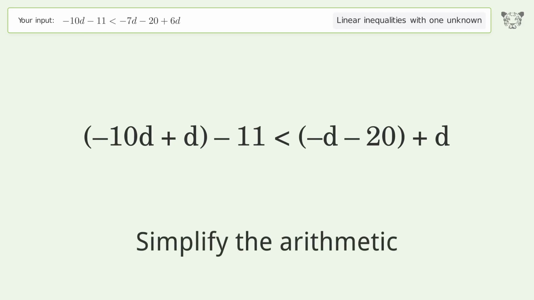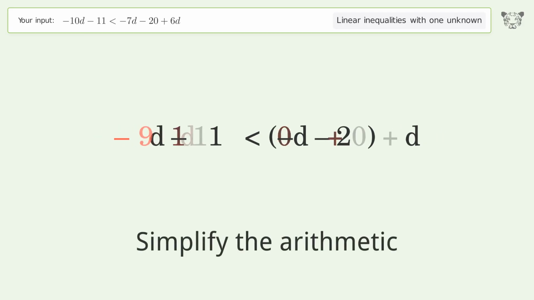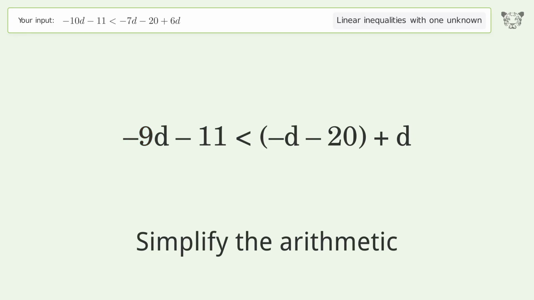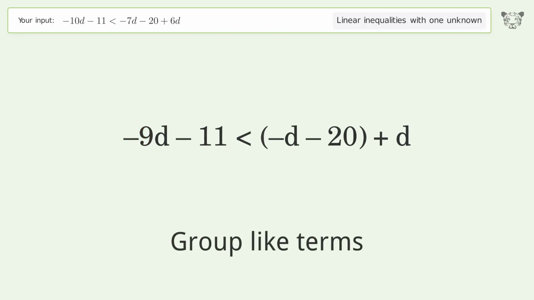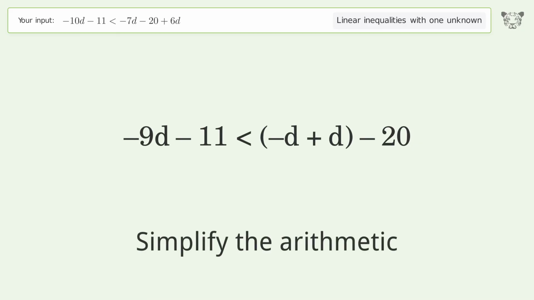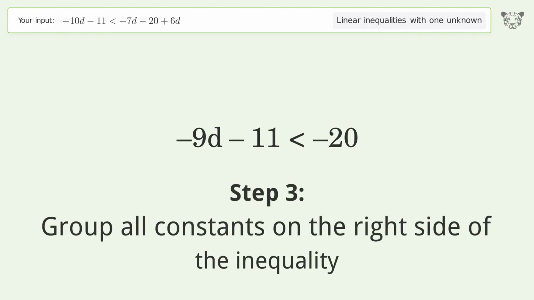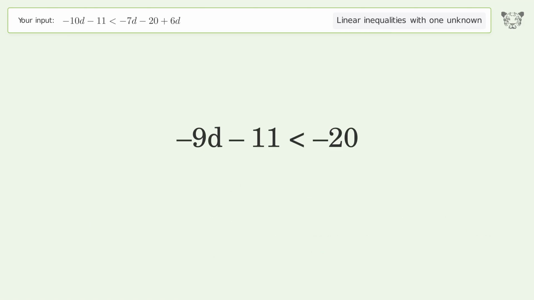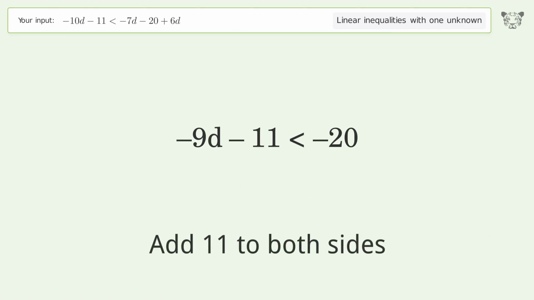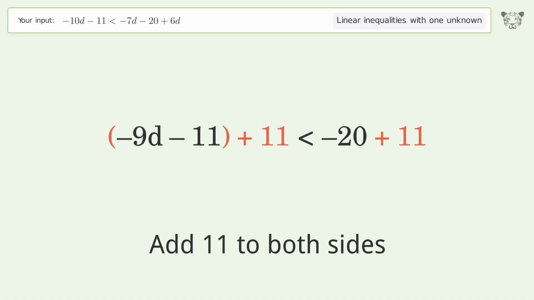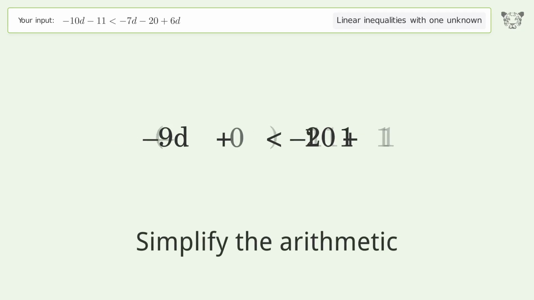Simplify the arithmetic. Group like terms. Simplify the arithmetic. Group all constants on the right side of the inequality. Add 11 to both sides. Simplify the arithmetic.